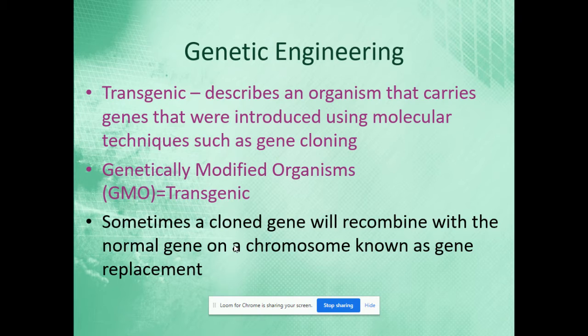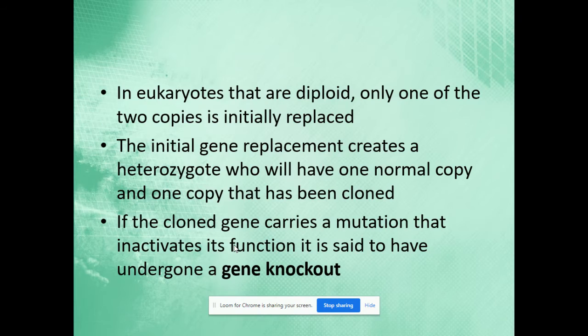Genetic engineering. Transgenic is going to describe an organism that carries genes that were introduced using molecular techniques such as gene cloning. And here we have genetically modified organisms, GMO. These are transgenic things. Sometimes a cloned gene will recombine with a normal gene on a chromosome, known as gene replacement. In eukaryotes that are diploid, only one of the two copies is initially replaced. The initial gene replacement creates a heterozygote who will have one normal copy and one copy that has been cloned.